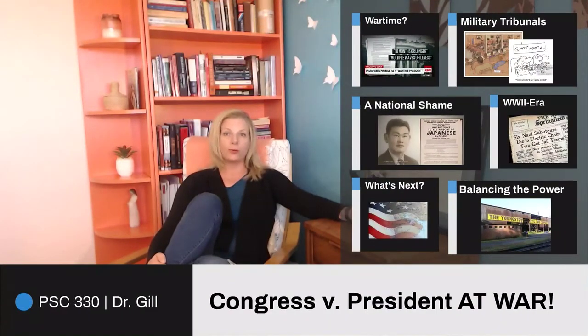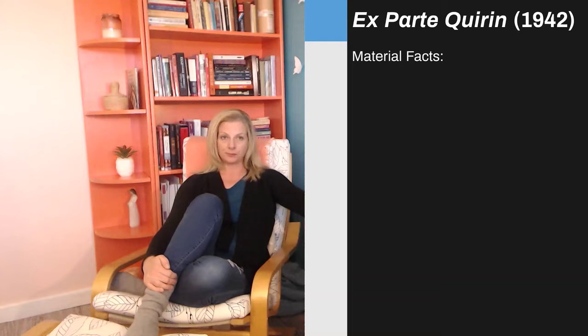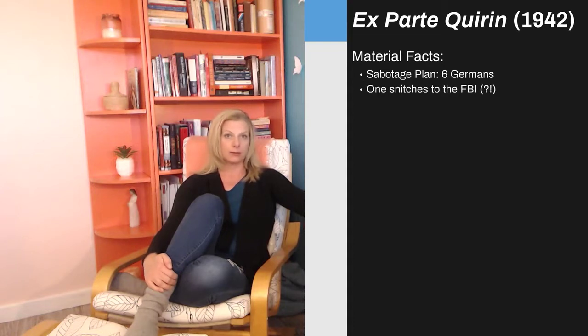Moving forward to World War II, we see another, in some ways, similar case dealing with military tribunals. And this is Ex parte Quirin, and this is in 1942. So the facts here are interesting. There is a sabotage plan, and 6 German citizens enter the United States to carry out these acts of sabotage.